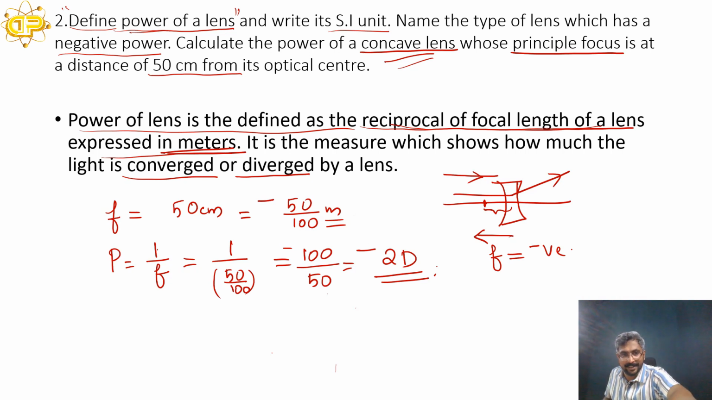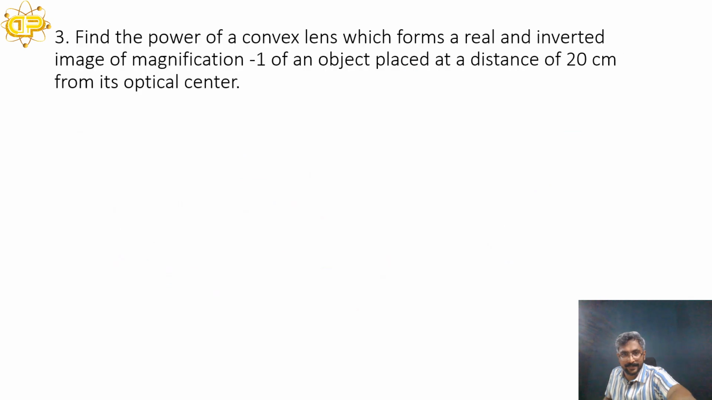The third question goes like this. Find the power of a convex lens which forms a real and inverted image of magnification -1 of an object placed at a distance 20 centimeter from its optical center. So this is the question. You need to find out the power of a convex lens which forms a real and inverted image of magnification -1. So first write down all the values given there.